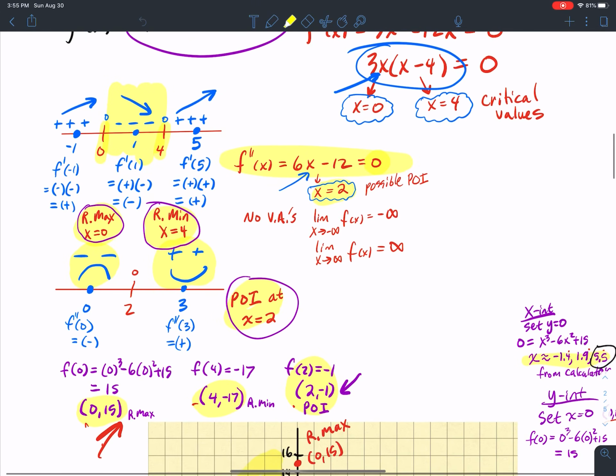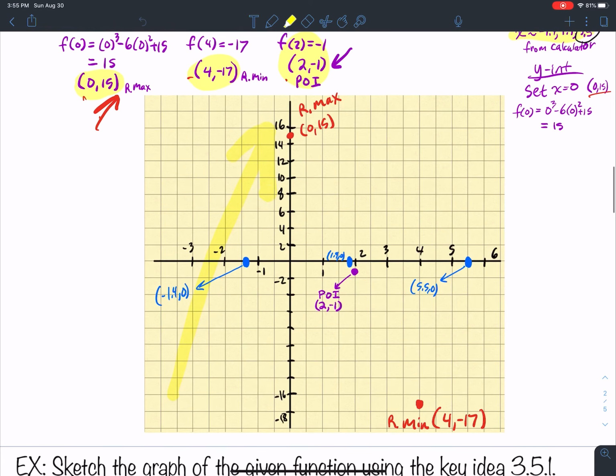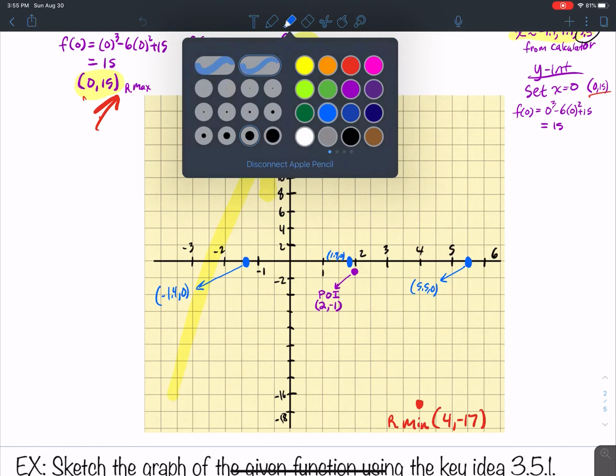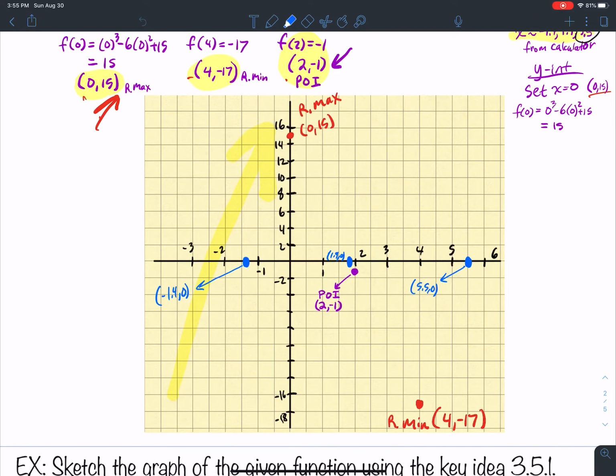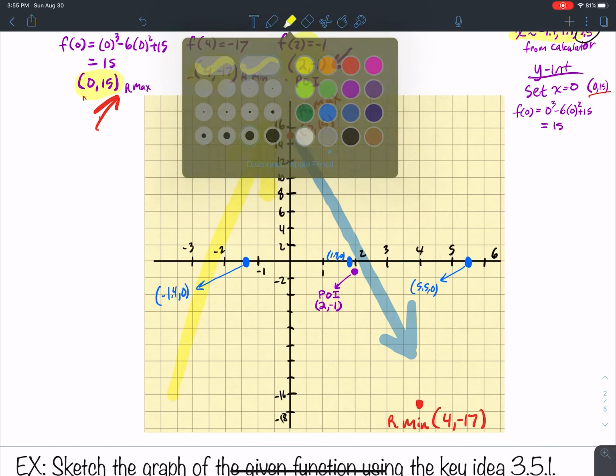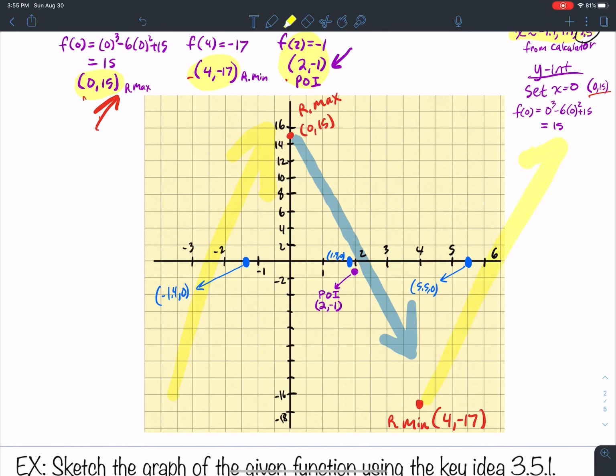Okay, here we go. So 0 to 4, we're decreasing. So in the 0 to 4 range, it's on the decreasing slope. Okay. And then from 4 to infinity, we're increasing again. That's what we know from the first derivative.